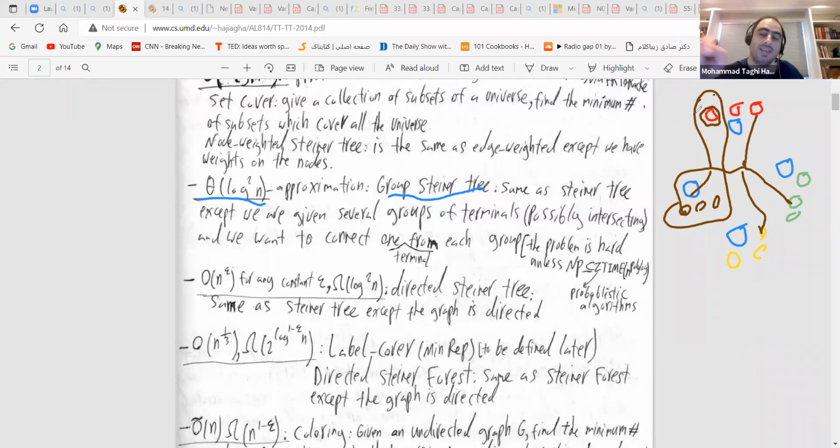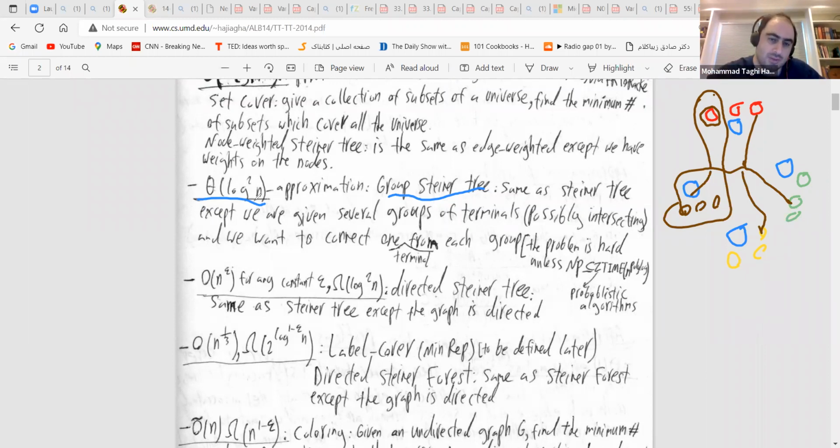That you will connect one vertex from each group. So in some sense, you can consider that these red guys or these green guys are already connected somehow by some background network. And as long as one of them is connected to others, I will be happy. This one you decide. This problem is actually a log n to the 2 approximation.